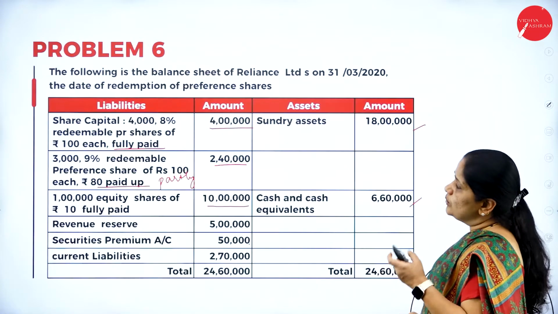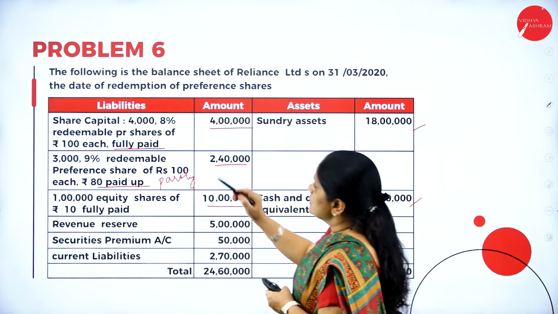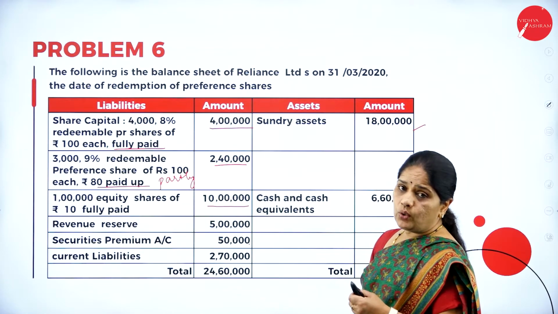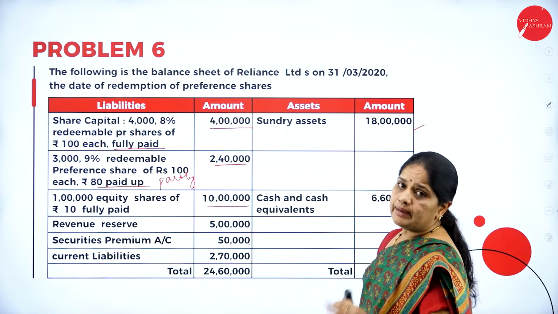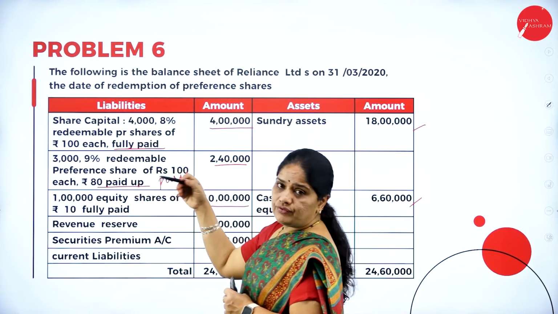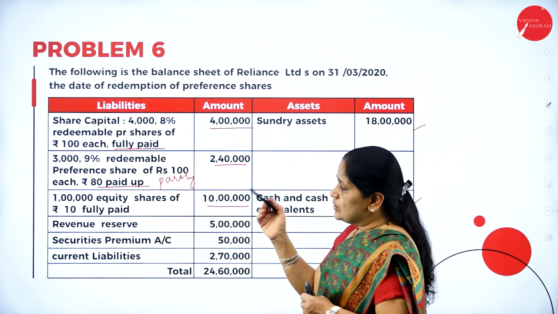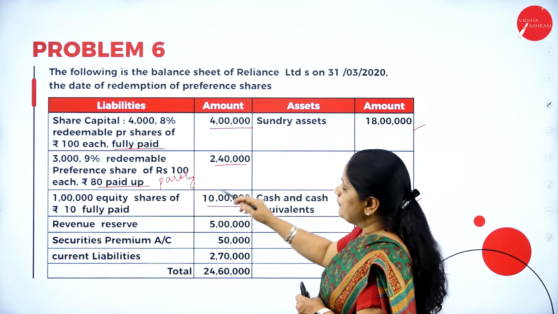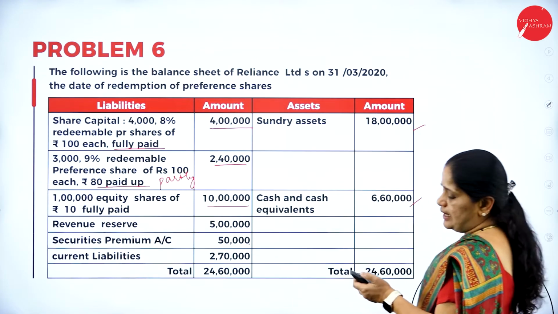Now, there are two types of preference shares here. So, one is the fully paid, another one is the partly paid. Now, they have told us specifically that we have to redeem both the shares. So, in order to redeem this, I have to make it fully paid and then redeem. So, I have to make a final call on these shareholders and collect the call money, and then I have to go in for redemption.